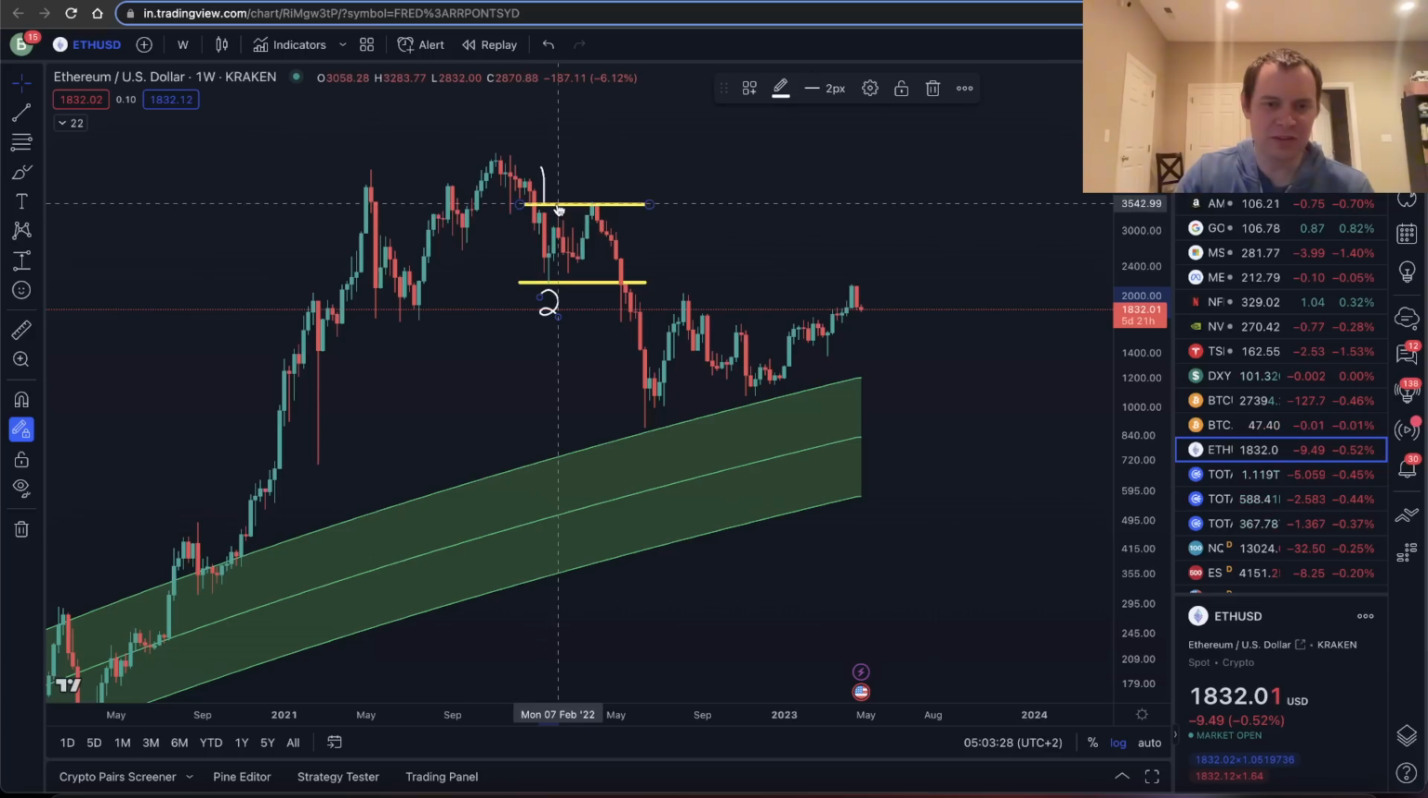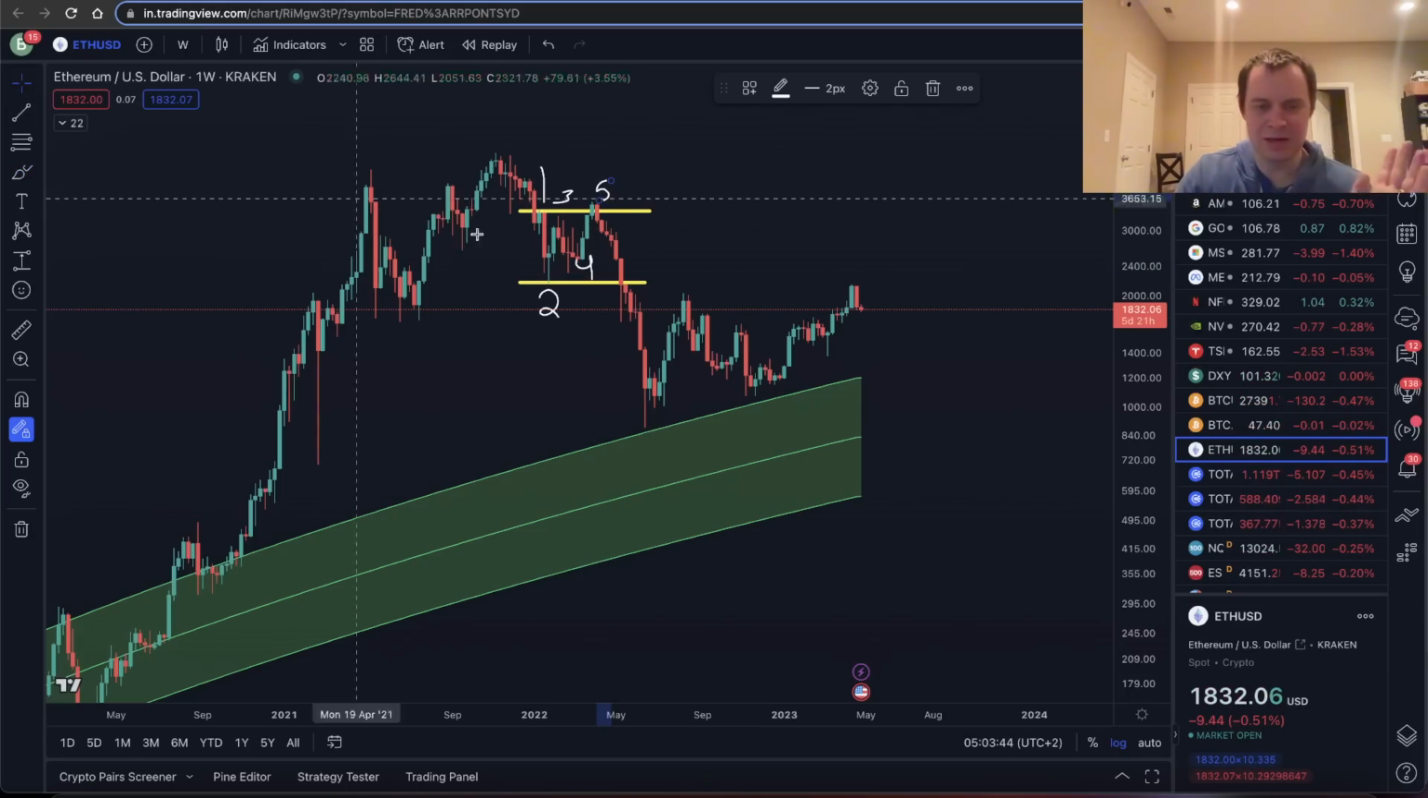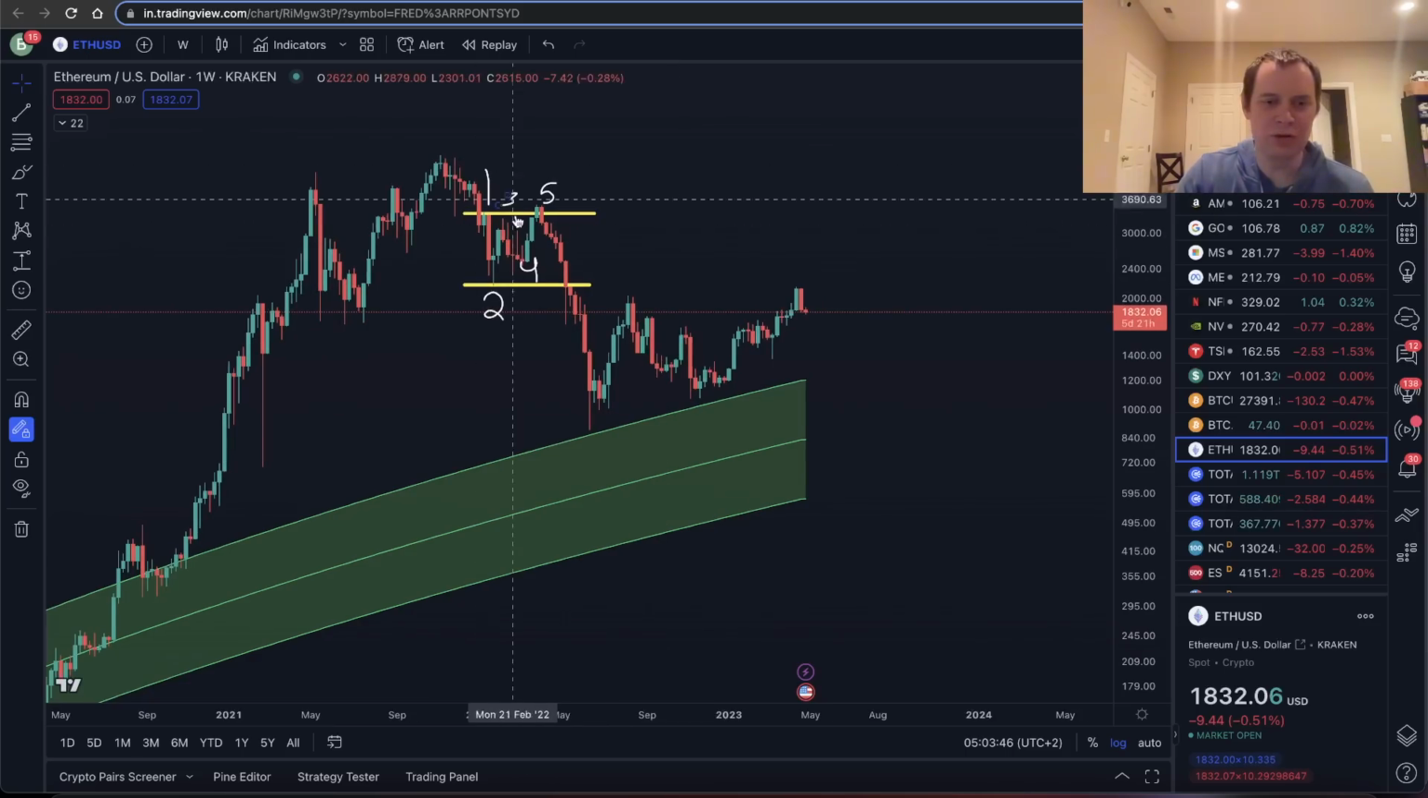Let me actually fix this to the actual range here. So this is where we first came into the range. So coming back up to the top part of the range is 3. Putting in a slightly higher low is 4. And then breaking out beyond the range, sort of a false breakout, is 5. Everyone always likes how I draw the 5s, right? So 1, 2, 3, 4, 5.